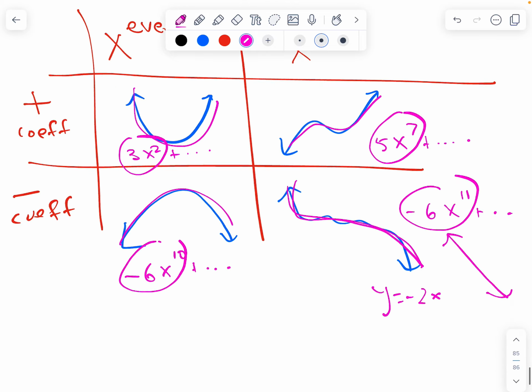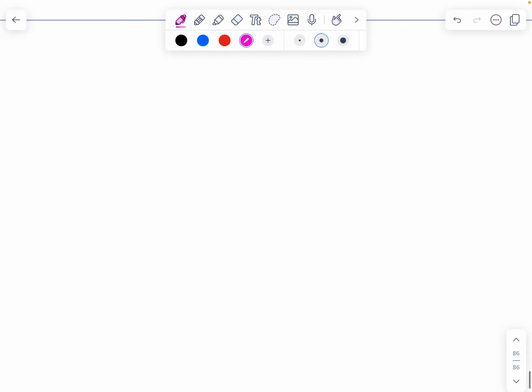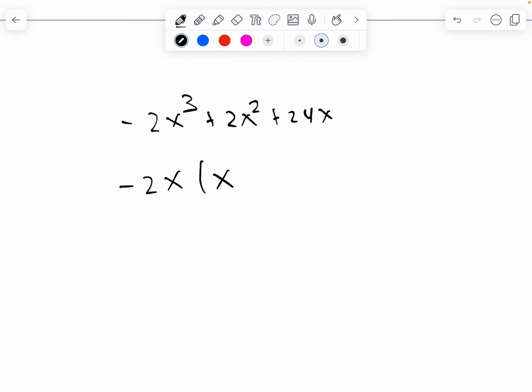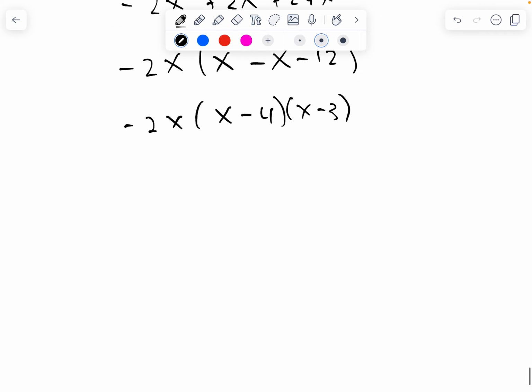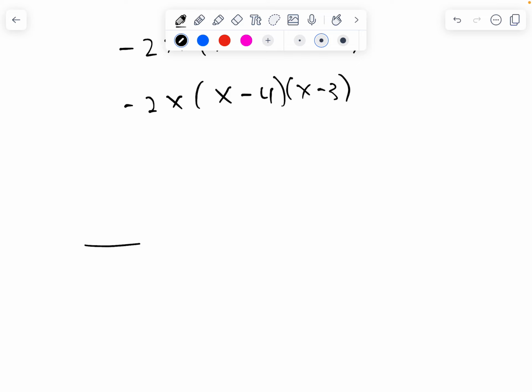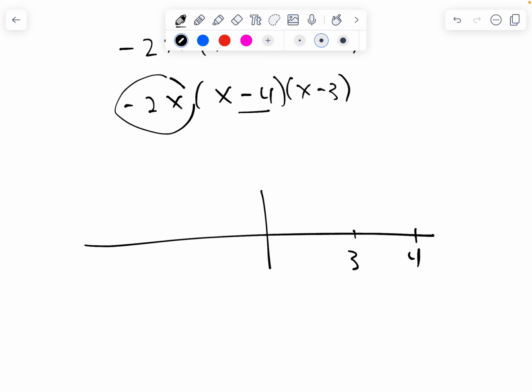Okay, let's do the next one. Now that we have all the background in our mind, let's do this next one a bit faster. Negative 2x cubed plus 2x squared plus 24x. We're going to factor out a negative 2x. And that's going to give us x squared minus x minus 12. Now we're going to factor this further, (x minus 4)(x plus 3). And so our roots are going to be at positive 4, negative 3, and what about that? Well, let's rewrite this as x minus 0.